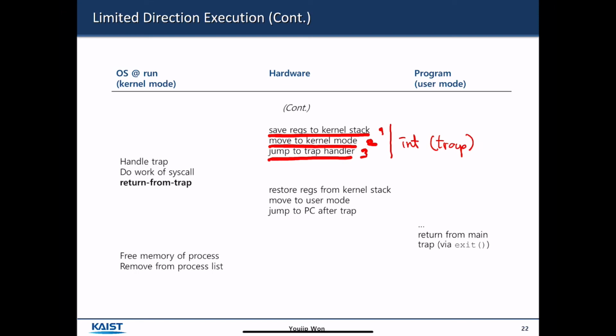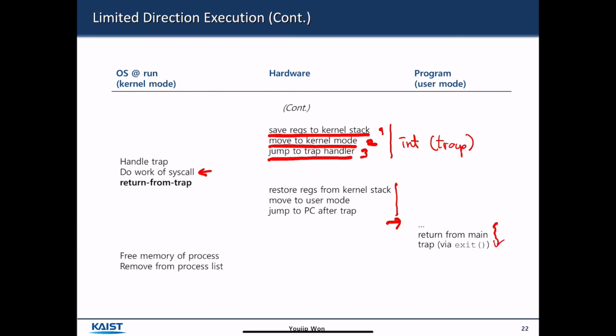And then once the control is transferred, the operating system does all the work for the trap, does the system call, and then it calls return from trap. Then the return from trap instruction restores the registers from the kernel stack, moves to user mode, and jumps to the PC after the trap. And then after returning from the trap, the user program finishes executing its own instructions.